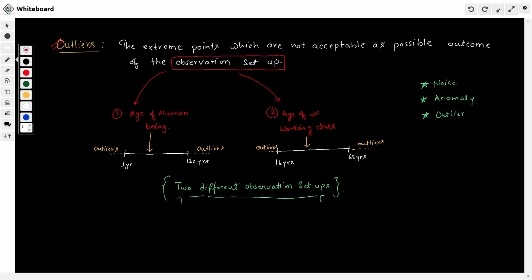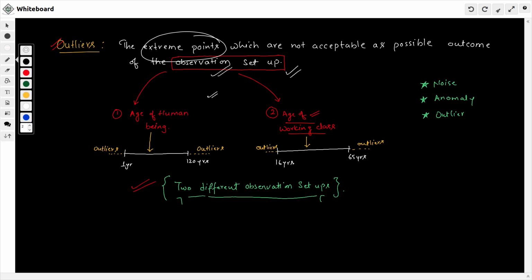The next example is here. We are again discussing age, but here the observation setup is the age of the working class. For my observation setup, I have taken between 16 years and 65 years. Any value below 16 years or beyond 65 years will be termed an outlier. So they are two different observation setups. Always remember that these extreme points are subject to the observation setup. I hope outliers are clear.